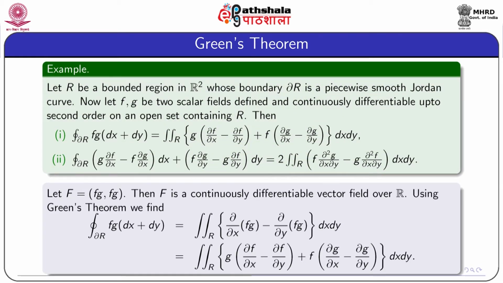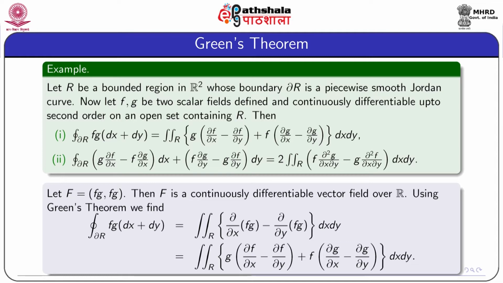Now, we cite an example here. Let R be a bounded region in R2 whose boundary ∂R is a piecewise smooth Jordan curve. Let f and g be two scalar fields defined and continuously differentiable up to second order on an open set containing R. Then the line integral over ∂R of f g dx plus f g dy equals the double integral over R of g ∂f/∂x minus ∂f/∂y plus f ∂g/∂x minus ∂g/∂y dx dy.